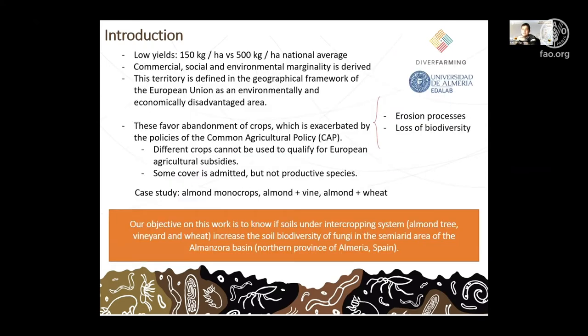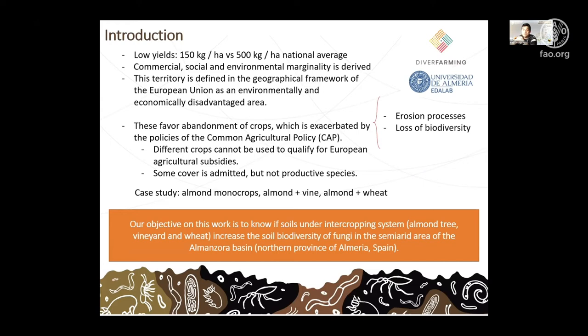However, the harsh climate conditions result in low yields, around 150 kilograms per hectare, compared with the Spanish average production of 500 kilograms per hectare. These marginal yields favor the abandonment of crops. This is exacerbated by some policies of the Common Agricultural Policy.